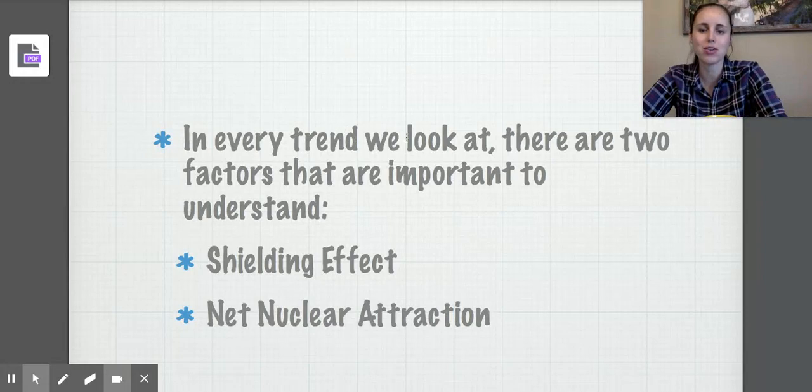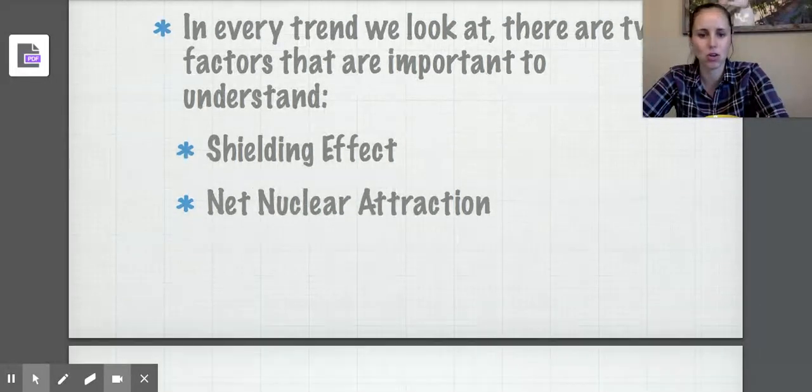In order to understand each trend, there's actually two things that we want to understand: both shielding effect and net nuclear attraction. If you can understand these two things, you can actually understand any trend I'm going to throw at you today, and it's going to make memorization much easier, right? We don't want you memorizing things in chemistry. I want you to actually understand what's happening so you don't have to worry about memorizing your notes.